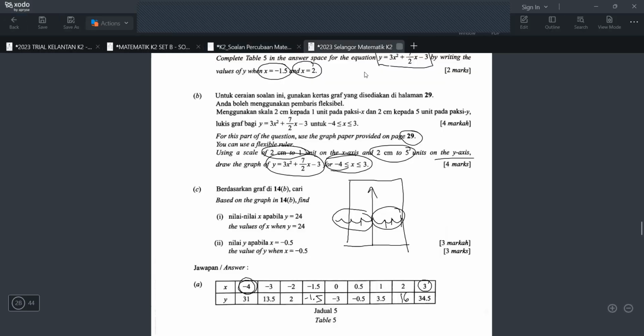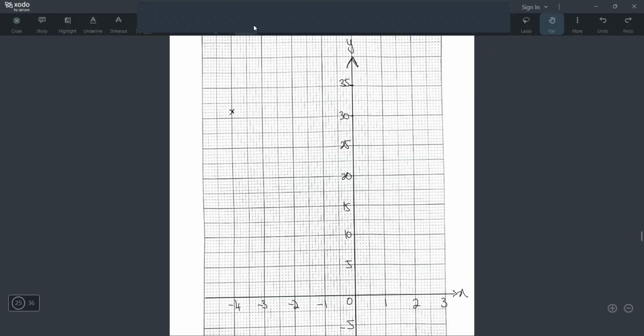Next point, let's go to the table. Negative 3, 13.5. Let's plot together. Negative 3 is here. 13.5 is where? Okay, 15 is here. What is 15 down 1? 14.5. 14.5 down 1, 14. 14 down again 1, 13.5. So this is the 13.5. It means from 15, I have to go down 3 small boxes exactly. And make sure the x coordinate is negative 3.